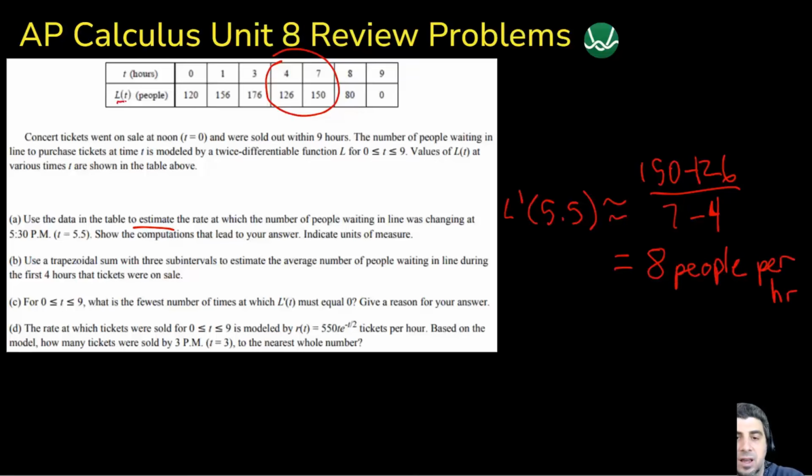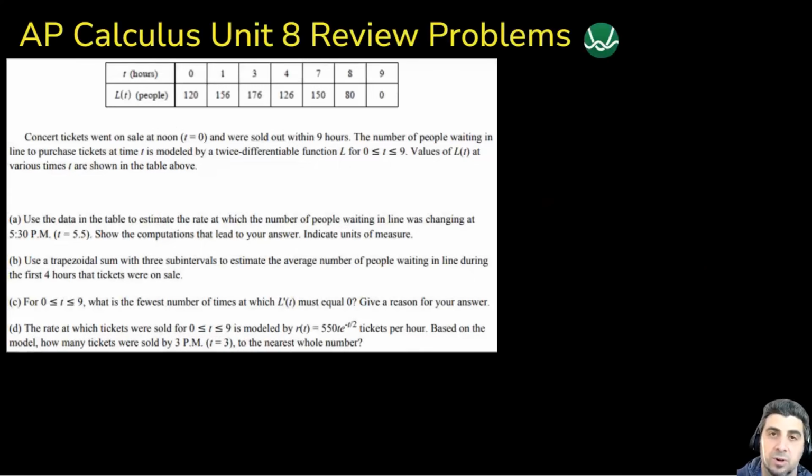And we know that because L is people, T is hours, and we basically did the change in L over the change in T, so it's people per hour. This is worth 2 points. You get 1 point for the estimation, which is 8, and 1 point for the correct units.